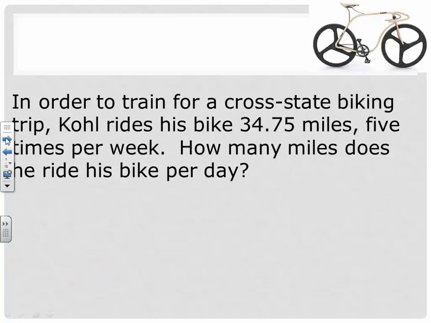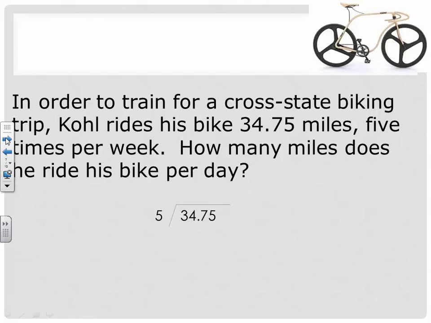All right, so let's go back to our problem here. He rides his bike for a cross-state biking trip. It's going to be 34.75 miles. He goes 5 times per week. So we have to see how many times 5 goes into that 34 and 75 hundredths. So stop the video and you try it.